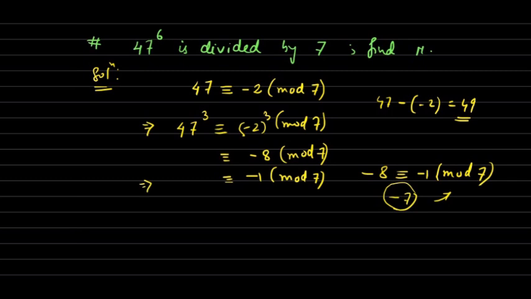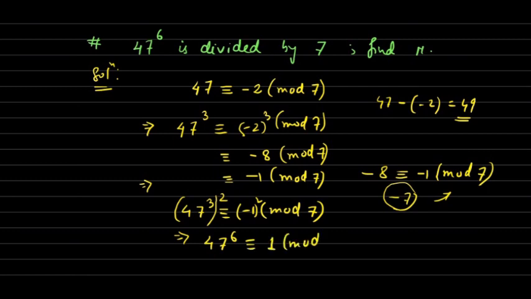Okay, this means 47 raised to the power 3 is congruent to minus 1 mod 7. Again, applying the sixth property, we can have 2. So that means 47 raised to the power 6 is also congruent to 1 mod 7. Yeah, we are getting everywhere 1 as our final answer.